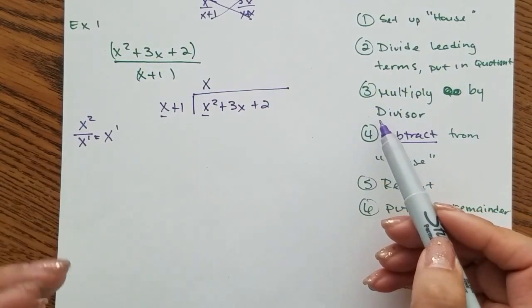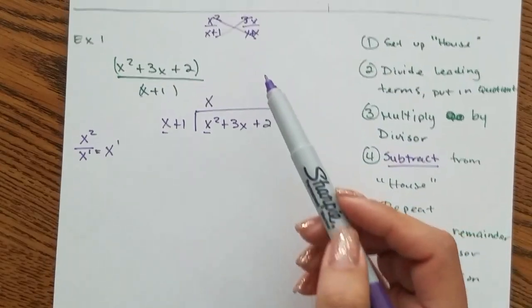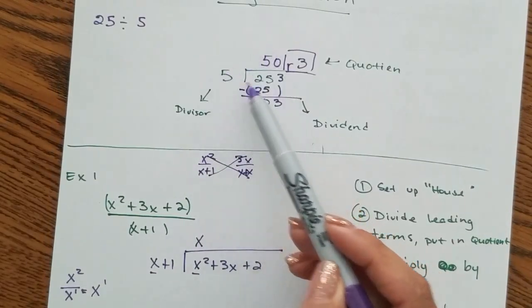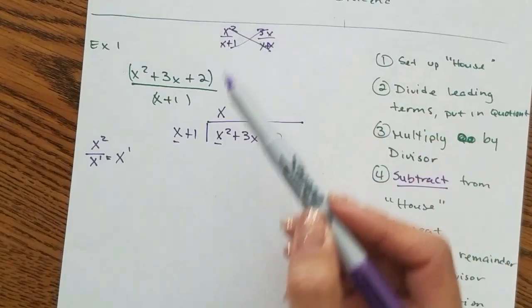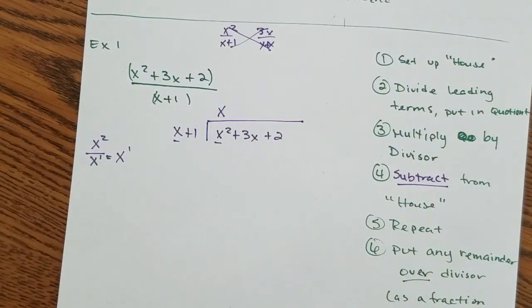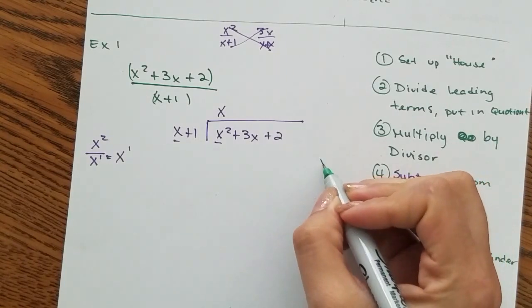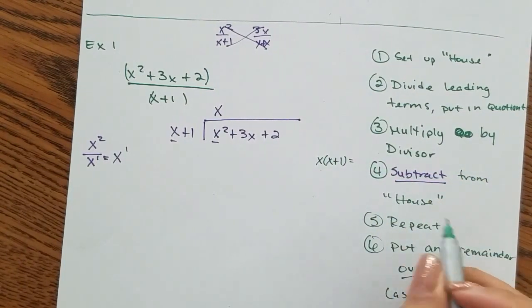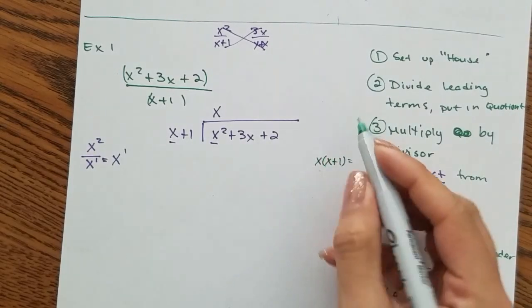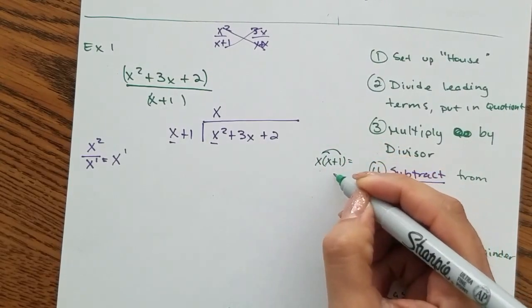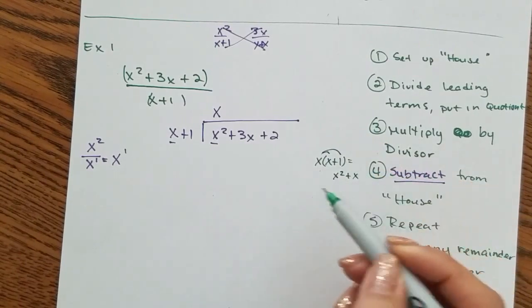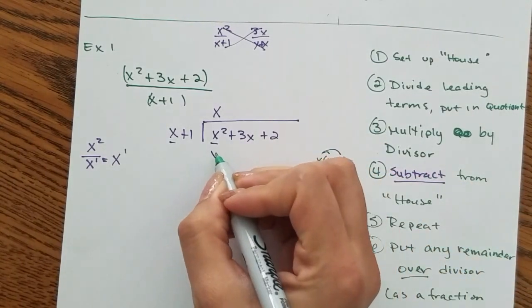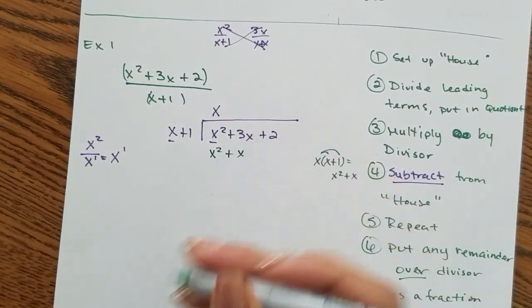Step 3 is you are going to multiply. There's nothing new what we're doing here. Same thing we did here. We did 5 times 5, 25. So that's what we're going to do here. X times x plus 1. Now, you may want to write it out on the side, x times x plus 1, so that you can be a little more thorough and make sure that you distribute correctly. Okay, so that's going to give us x squared plus x. And that's what we're going to write in here, x squared plus x.